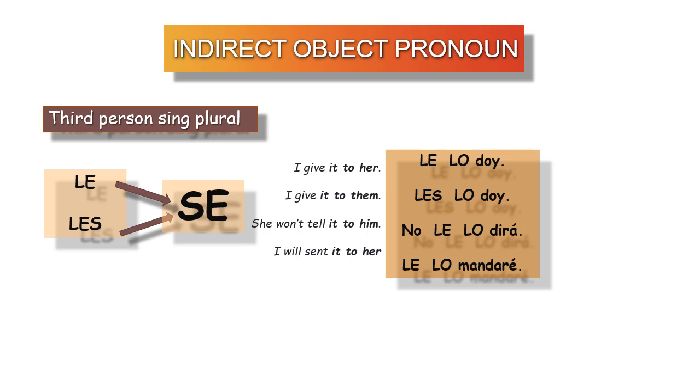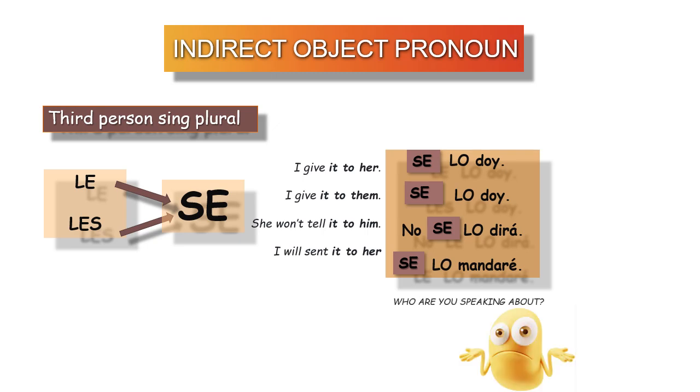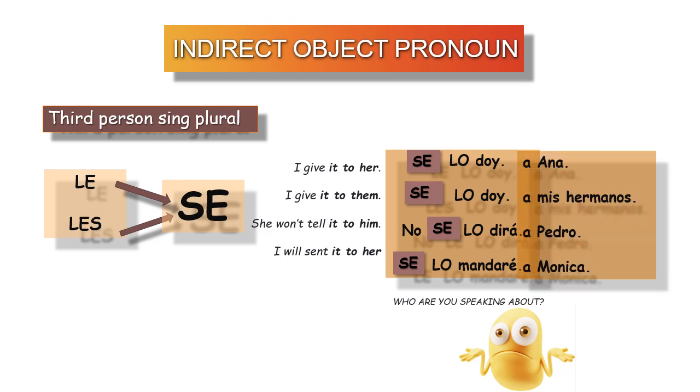This happens not only because it sounds weird, but because lelo or lela means stupid. So we don't want that. So it would become like se lo doy, or no se lo da, or se lo mandaré. This can sound a bit vague, so we often add a clarification like a él o a ella o a ellos afterwards. A Ana, a mis hermanos, se lo doy, no se lo dirá a Pedro, o se lo mandaré a Mónica.